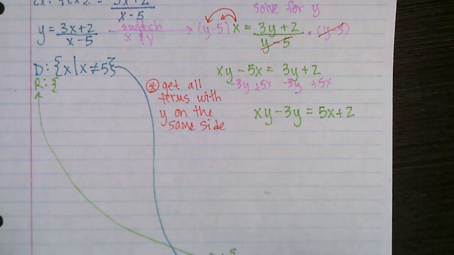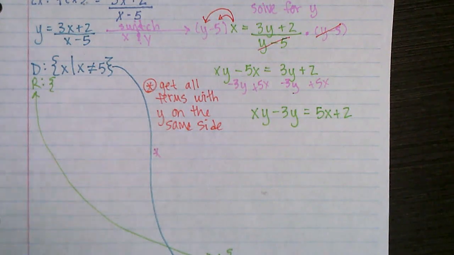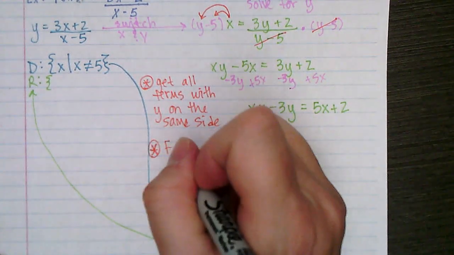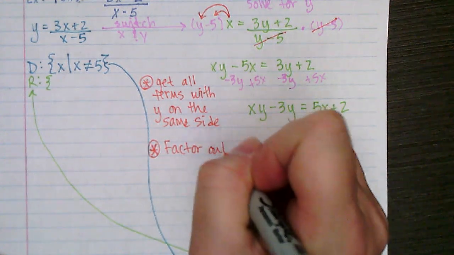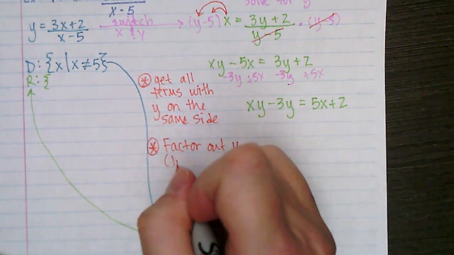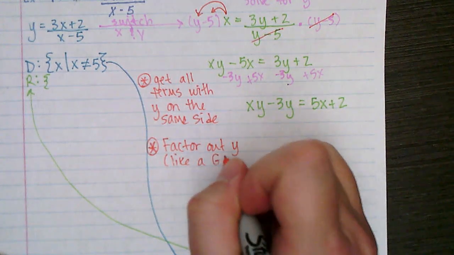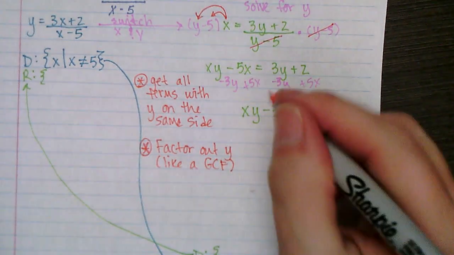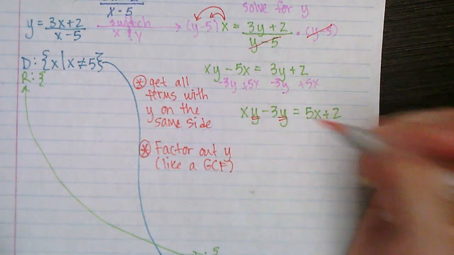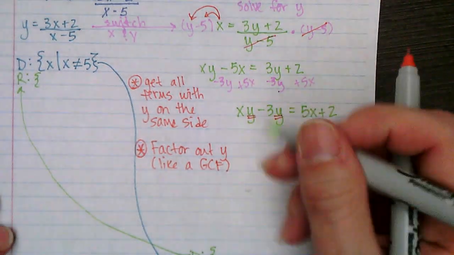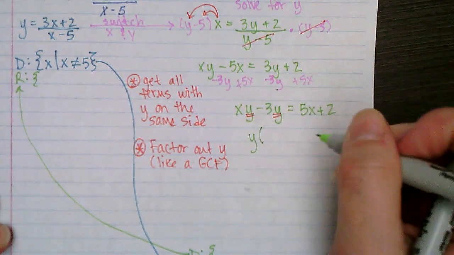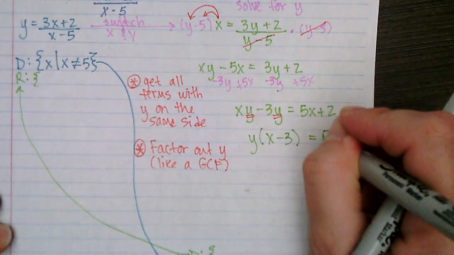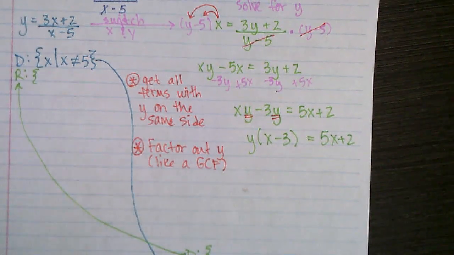Okay, next step is going to be to factor out y. It's like a GCF. It actually is a GCF. We're just going to factor out a y. So I see that I have a y in this term and a y in this term. So I just bring it to the front, y times, and then that leaves me with x minus 3 in the parentheses, and then equals 5x plus 2.